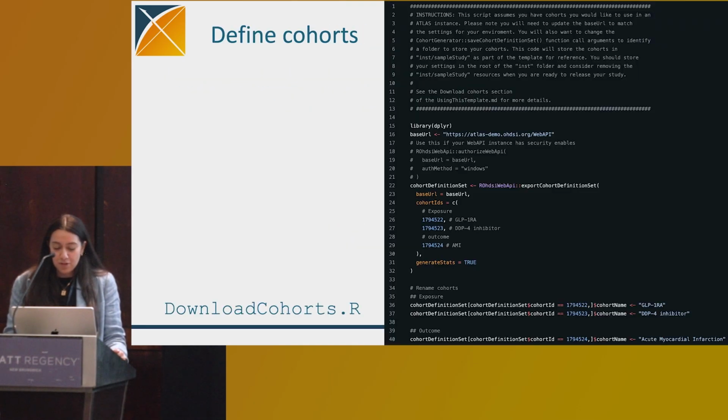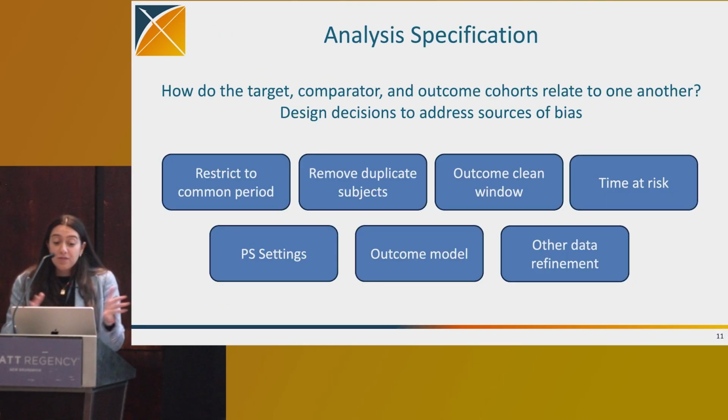Oops, went too far ahead. So then we'll move to specifying our analysis. We've defined these cohorts in isolation. And when we think about the analysis specification, we're thinking about how these cohorts relate to one another, and what design decisions will also help us address sources of bias?